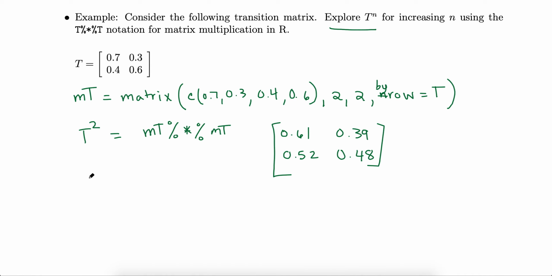And I could keep exploring this. I could find T to the 4th. If I did that, I would get something like this: 0.5749 and 0.5668. And then the second column, I've got 0.4251 and 0.4332. Again, rows still sum to 1. Maybe pause the video, try this a little bit more for higher powers of n, and see what you get.